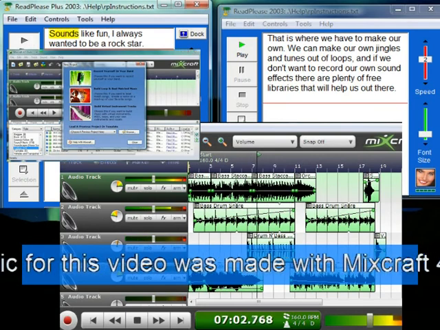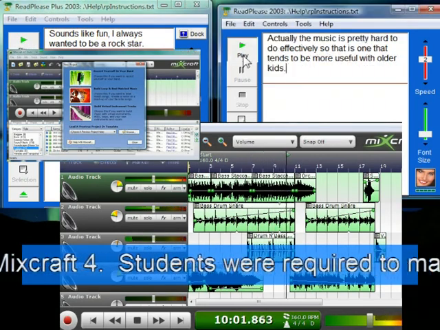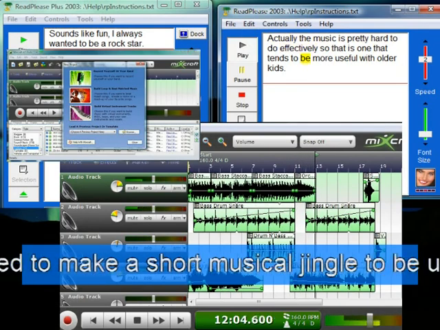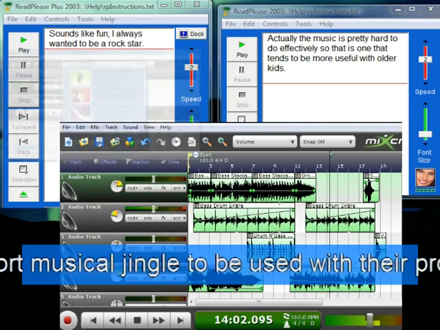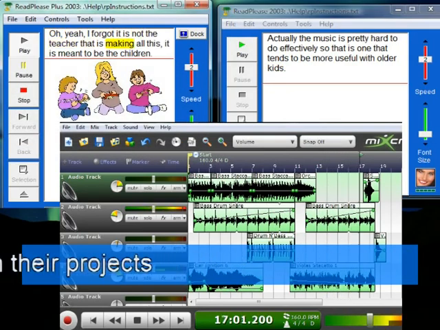Sounds like fun. I always wanted to be a rock star. Actually, the music is pretty hard to do effectively, so that is one that tends to be more useful with older kids. Oh, yeah, I forgot it is not the teacher that is making all this, it is meant to be the children.